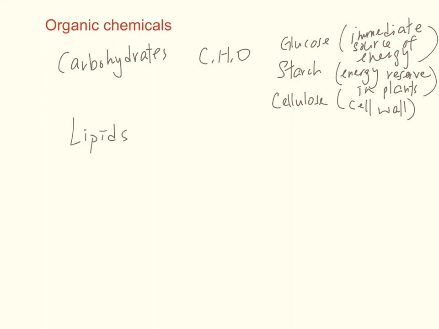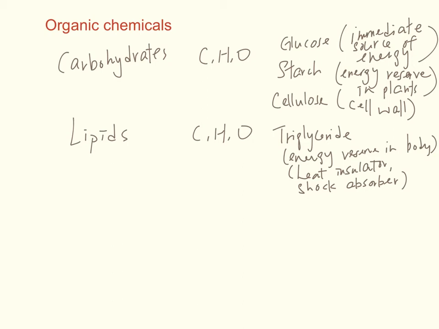Next, we have lipids, so they include fats and oils, also made of C, H, and O. Triglyceride is the type that we store in our body. It's also a heat insulator and shock absorber. It's the one that fat people have a lot of. Next, we have phospholipid, which is the lipid used for making cell membrane.